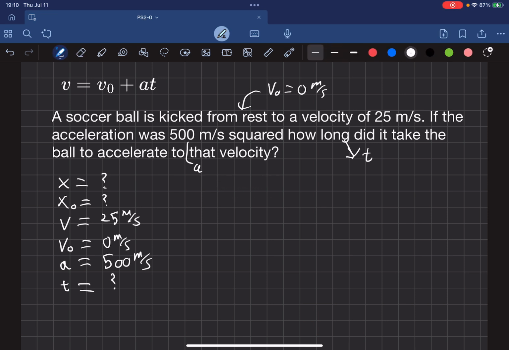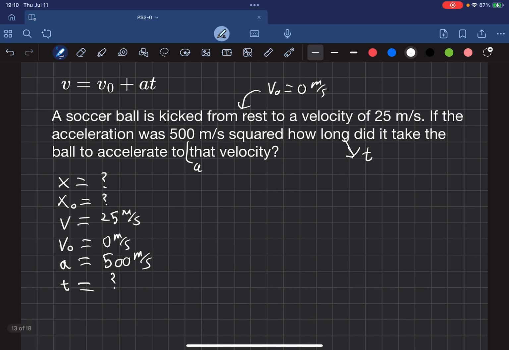Let's keep our eyes on the prize. What are we even trying to find? We're trying to find the time. So our equation needs to have time in it. So the velocity squared equation doesn't make sense. So that leaves us with one equation left. Velocity at a later point in time is equal to the initial velocity plus acceleration times time.